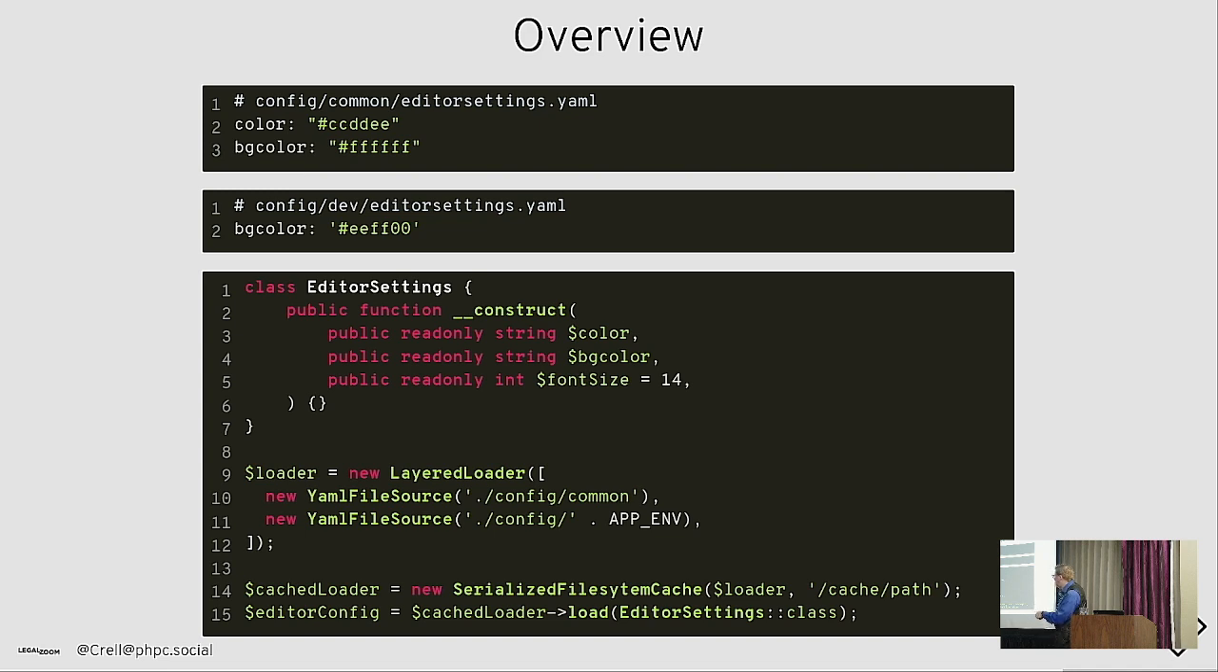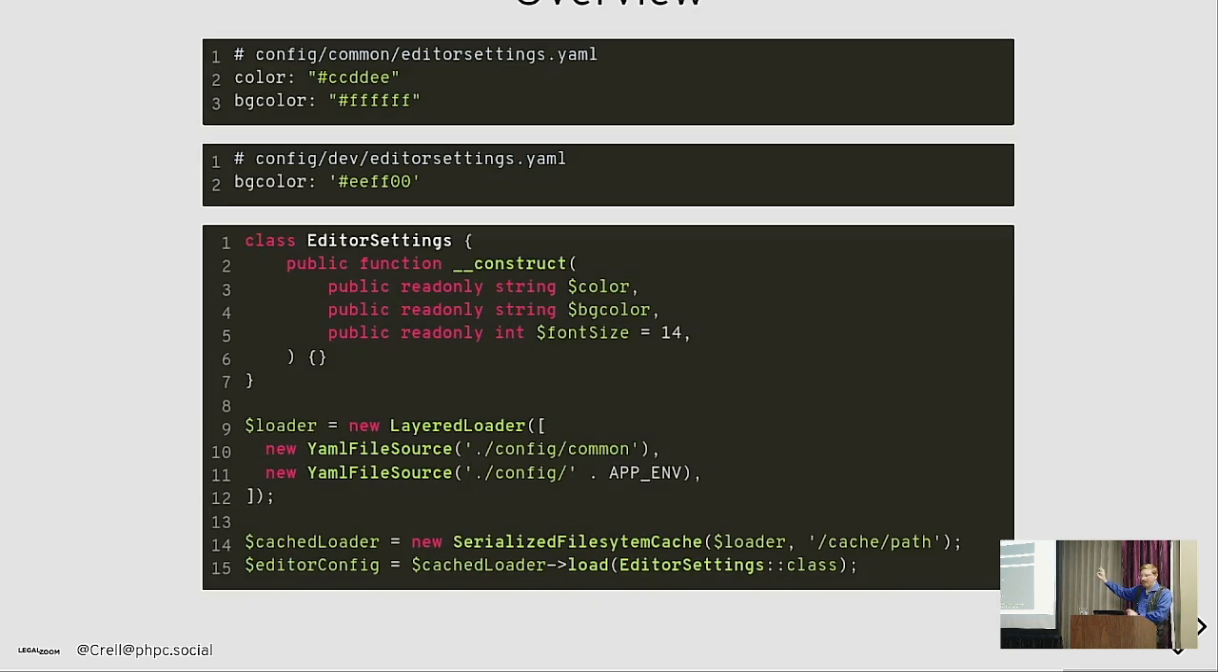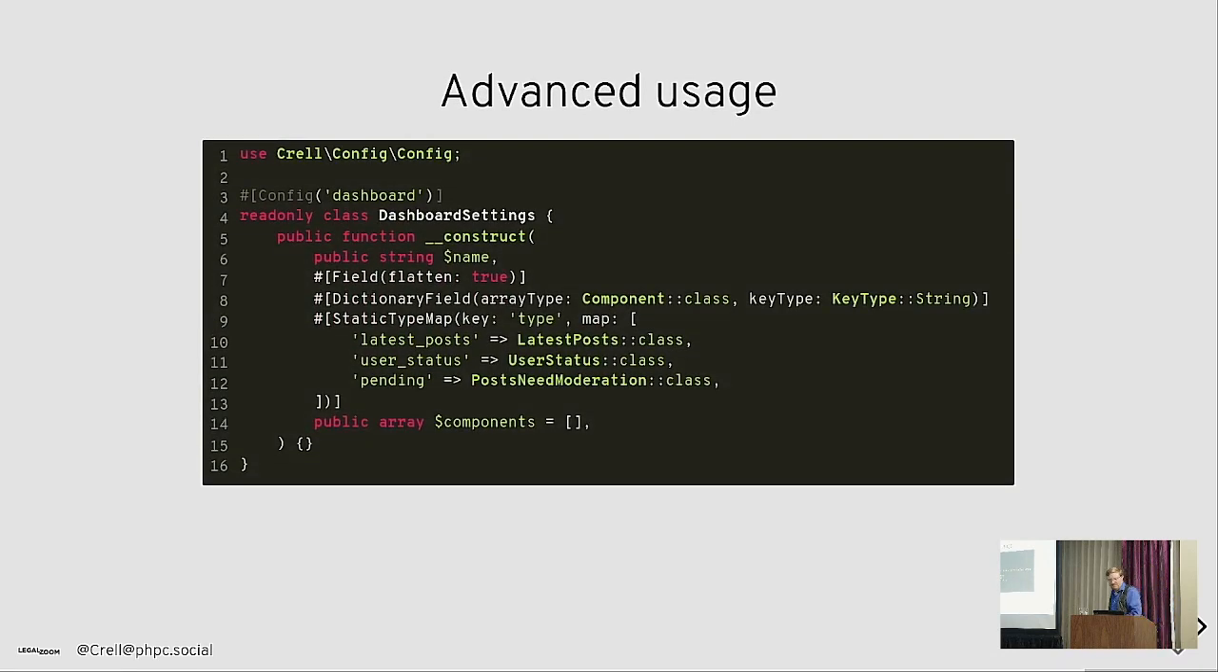And then we can wrap that into a cache. This uses just PHP serialize and unserialize, because that is the fastest way to do it. And then we load editor settings. And that will use that class and the name to go look up these files, squish them together in this order, take that array, and pass that off to Serde to deserialize, and then cache the result. Which means we can do anything Serde can do with our configuration. Let's have a look at a more complex example. Dashboard settings.